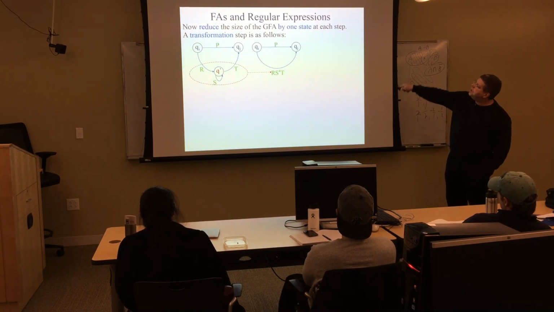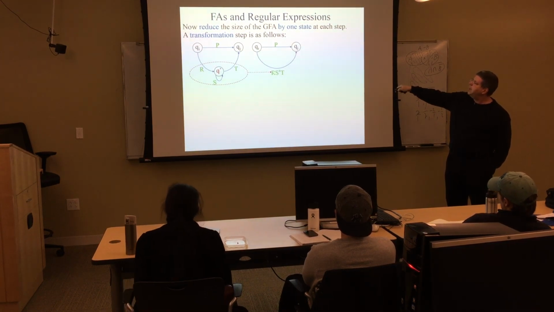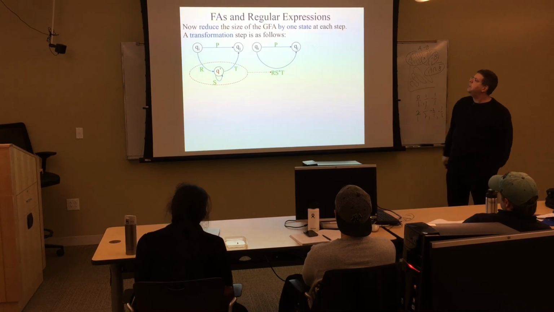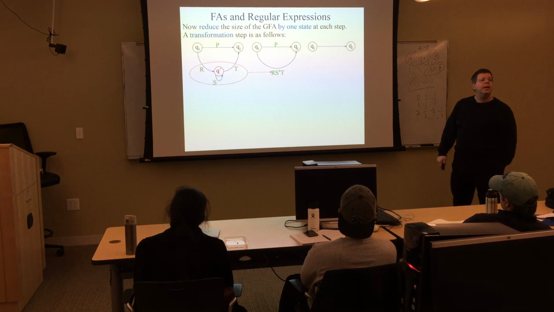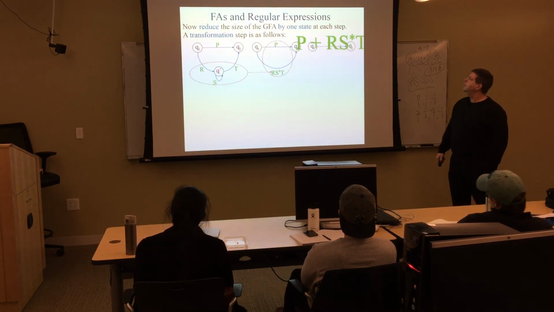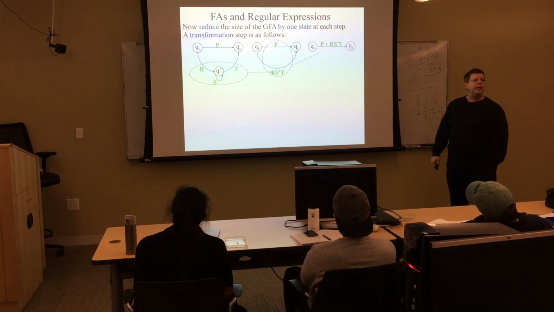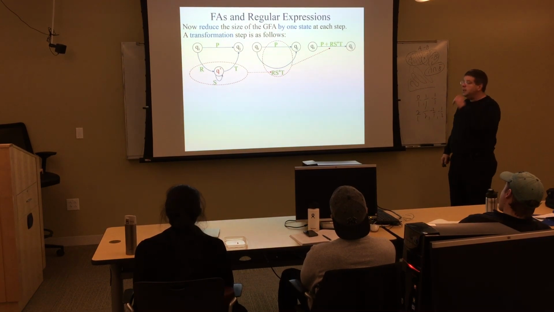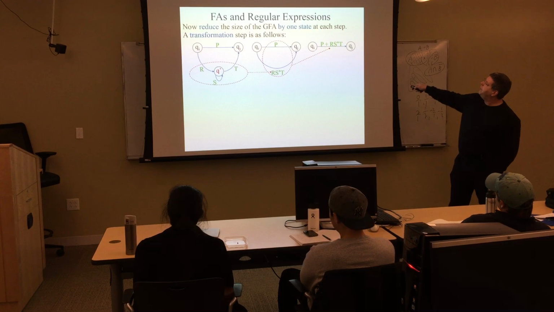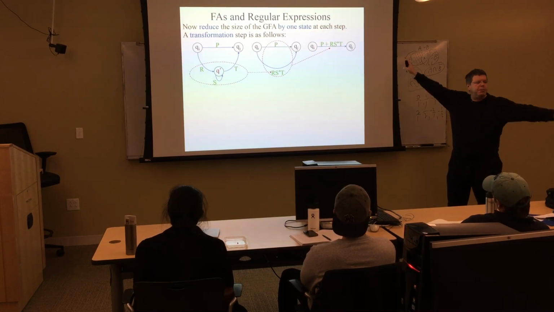But now I can merge these two transitions between these two states. There's a p here and an r s star t here, so I can merge them together into what? p union r s star t. And now I've eliminated this other edge as well. So now I have the equivalent machine. This is only for this triple. The rest of the machine remains intact.